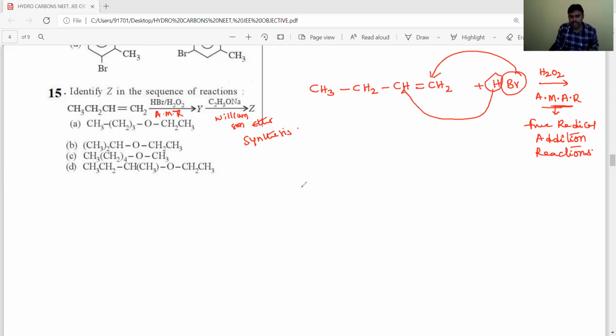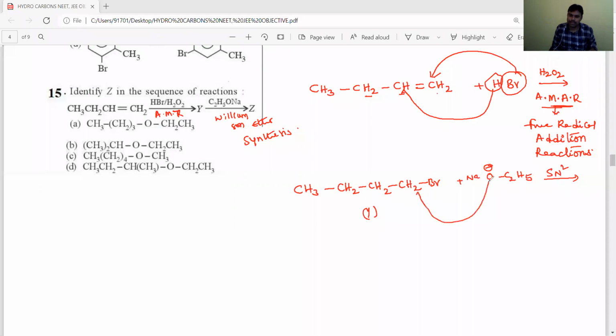Then the resultant product is CH3, then CH2 and also CH2. It will come as CH3-CH2-CH2-CH2Br, which means 1-bromobutane is the product. This is Y. Next, Y reacts with sodium ethoxide. This sodium ethoxide acts as a nucleophile. It undergoes Williamson ether synthesis, an SN2 mechanism.